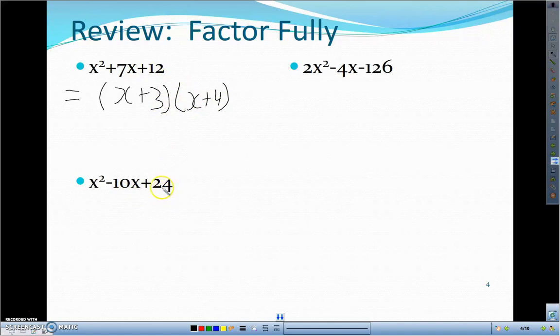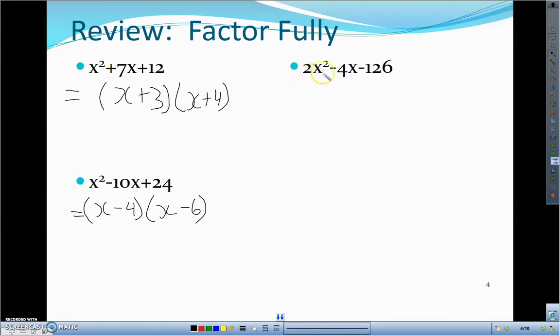Two numbers which multiply to give us 24 and add to give us minus 10. They both have to be negative numbers, and what comes to mind would be 4 and 6. So this is equal to x minus 4, x minus 6. Again, knowing your multiplication tables really helps you out here.